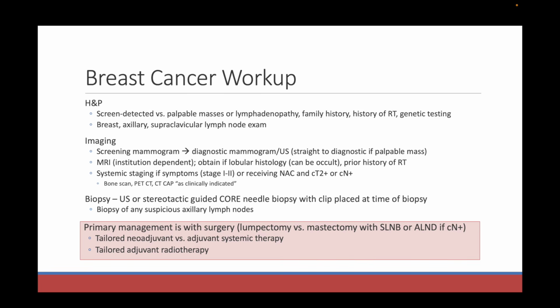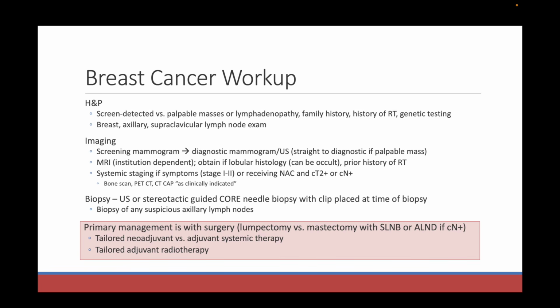And the benefit of the diagnostic mammogram is that it offers additional views. So you can get spot compression that helps you differentiate fibroglandular breast tissue versus a mass. It also offers magnification views that can basically help you zoom in on abnormalities. MRIs are often obtained widely, and this is very institution dependent.